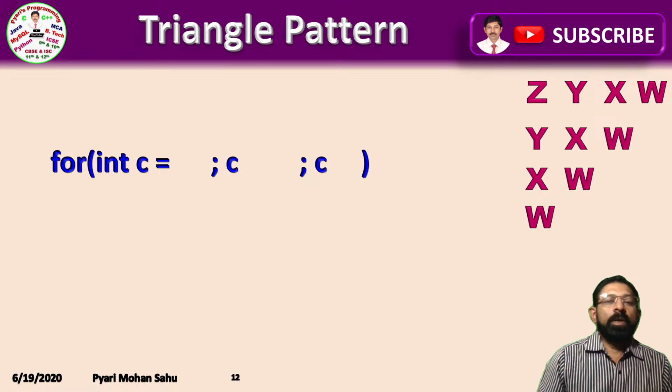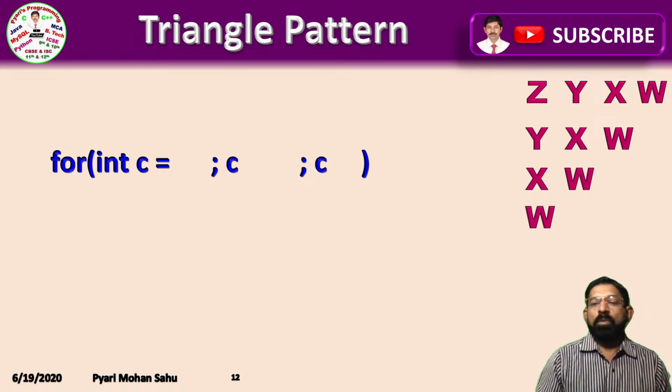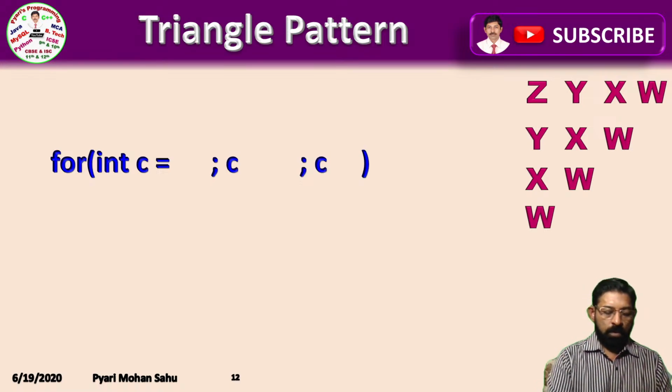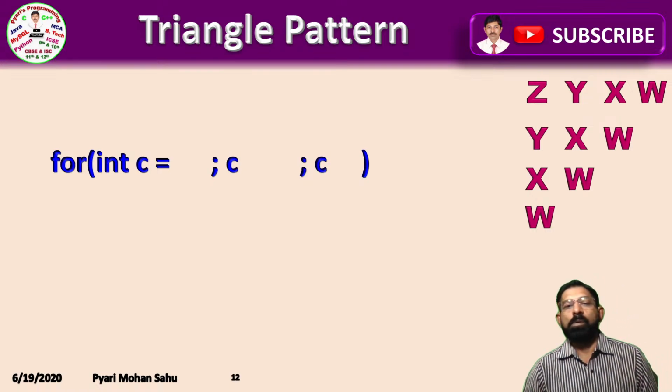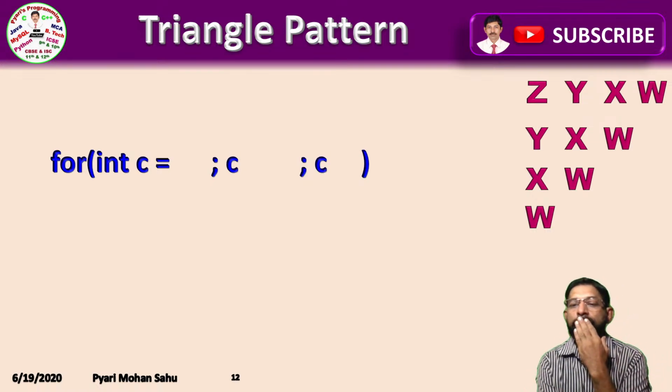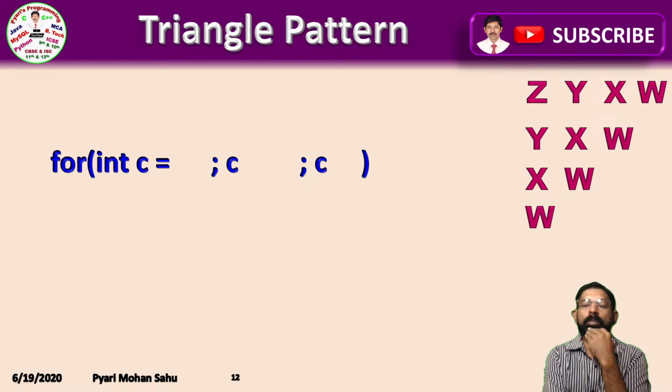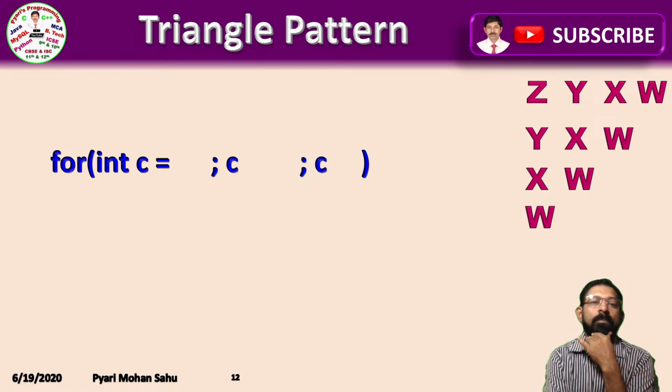Use alphabet for the next pattern. What is the C value? Look at this. Left hand side is constant or right hand side is constant. Sahil says that C is equal to Z. Rajesh Kumar says that C is equal to Z.